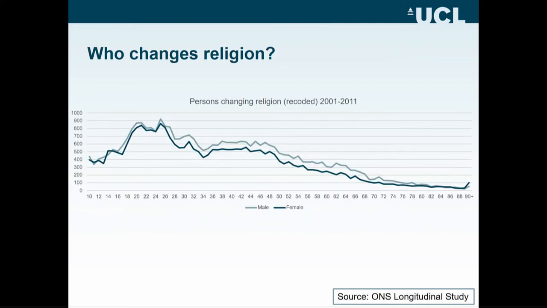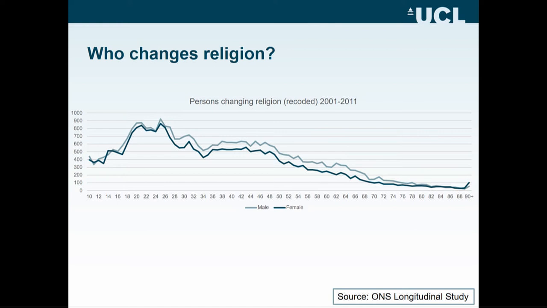How does that compare to everyone else? Are Jedi the same or different to everyone else? This is an age profile of all people in the LS changing religion in the period 2001 to 2011. So they were present at both points, they indicated a religion at both points, and that point is worth stressing because the question is optional, and I've ignored people who didn't complete the question.